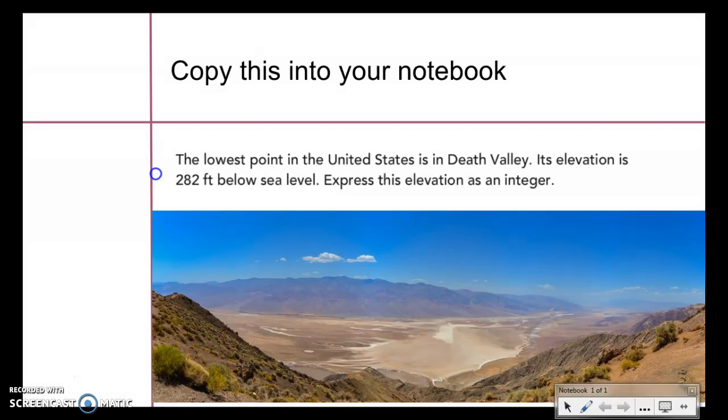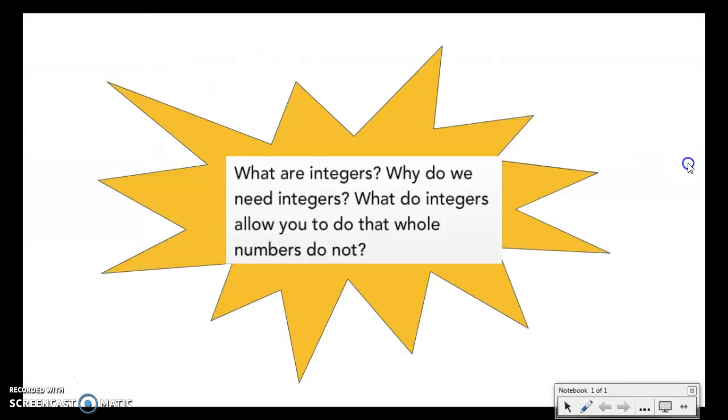The last part before we end. I want you to ask yourself, before you get on your homework, what are integers? Why do we need integers? What do integers allow you to do that whole numbers do not? Okay? So think about these questions and see if you can formulate an answer in your head.